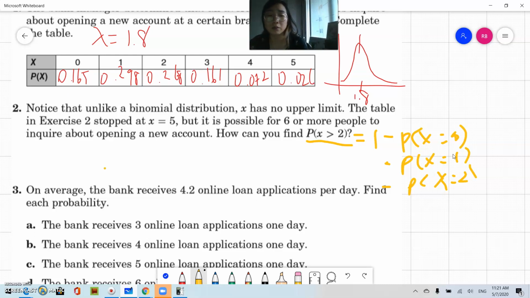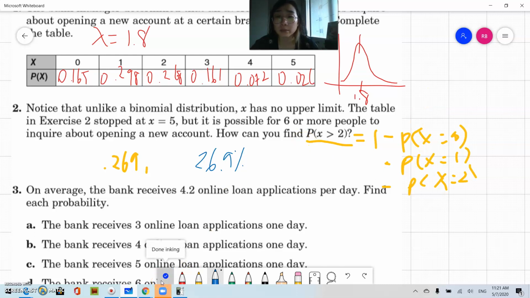And it's 0.269, so it's not a big probability. So 26.9%. Okay, so the probability that more than 2 people will come to this store would be 26.9%.